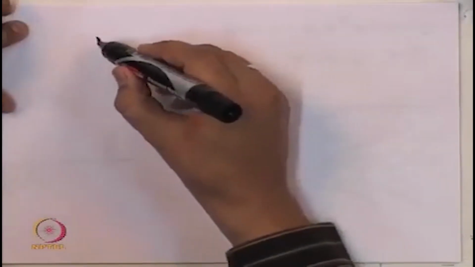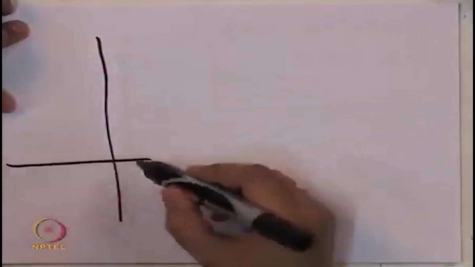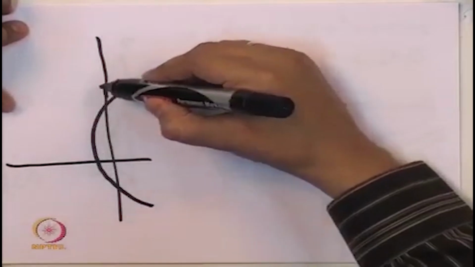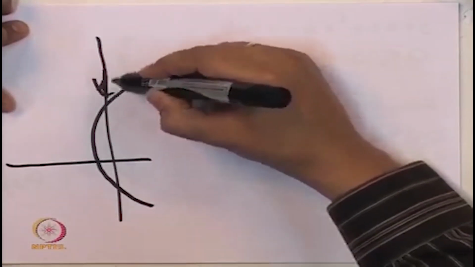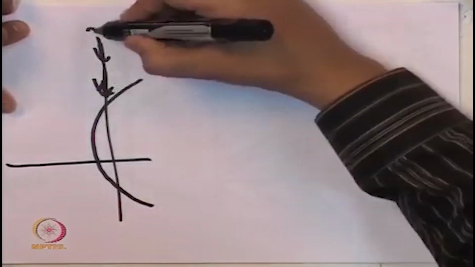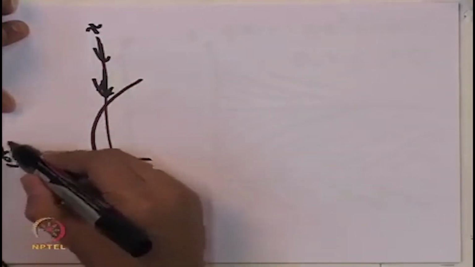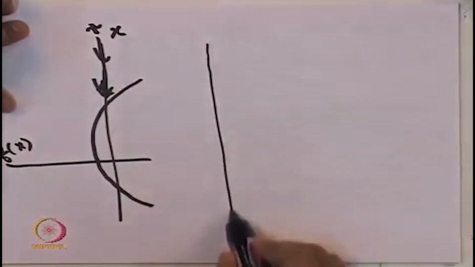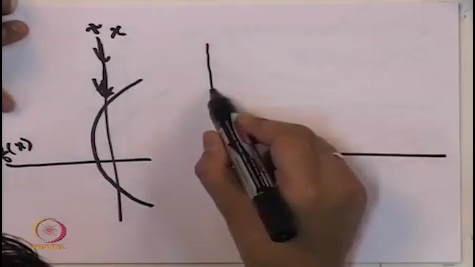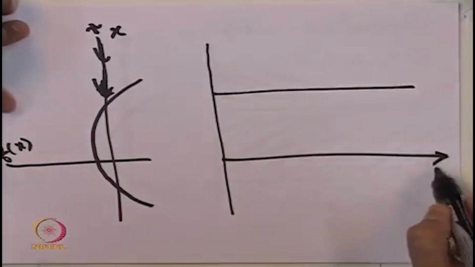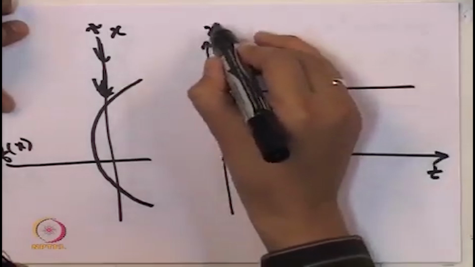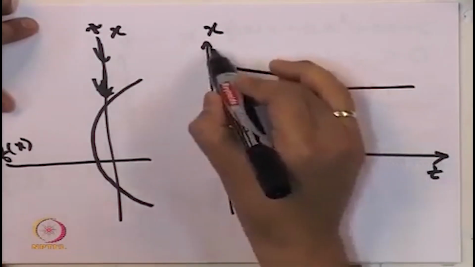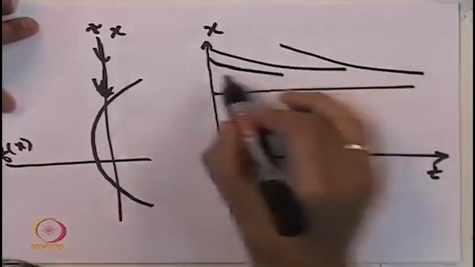So, in this particular example, we see that all the arrows are directed inwards. This is a graph again of f versus x, and on the right hand side we have already plotted x versus time, and we see that here, because f was negative, x dot was negative, so all the trajectories are coming downwards.